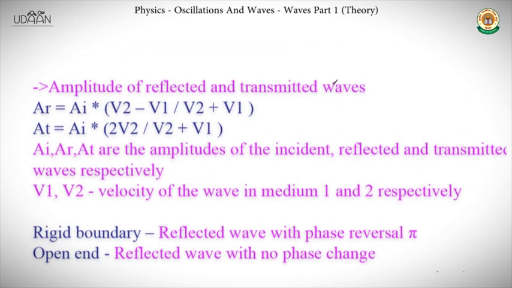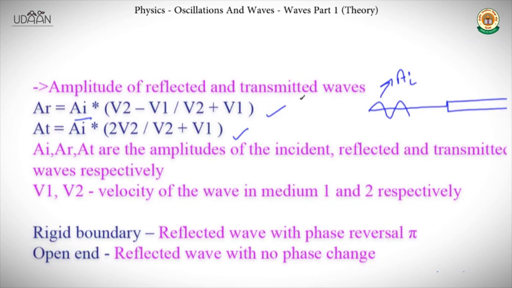So with what amplitude does a wave reflect and transmit? These equations give you the amplitude with which it reflects and transmits. AI is the amplitude of the incident wave. Suppose I take the same two ropes example. I give a wave here. The wave which I give is the incident wave with amplitude AI, and then AR is related to AI with the velocities.